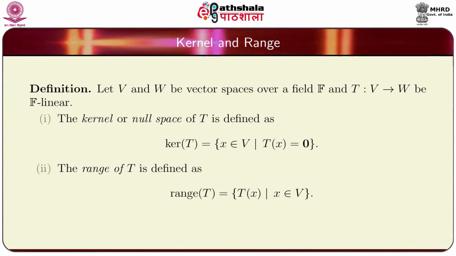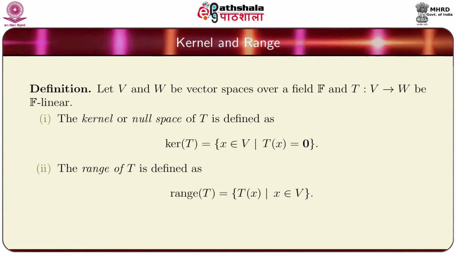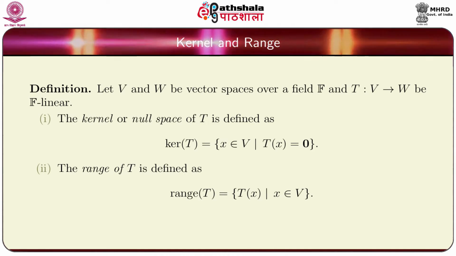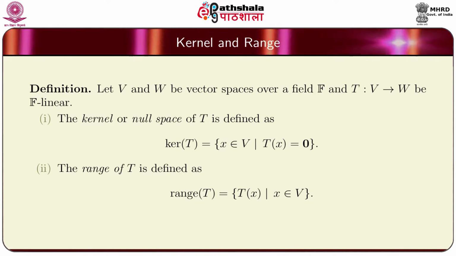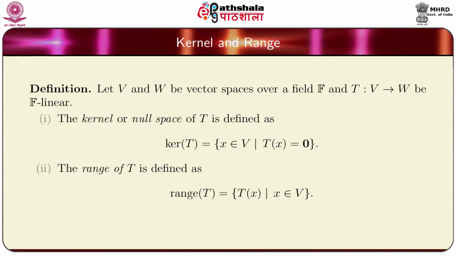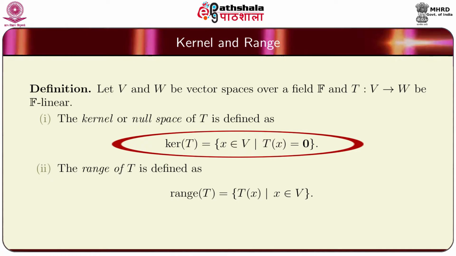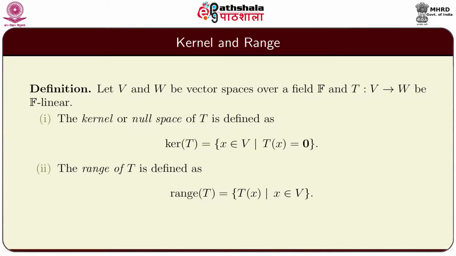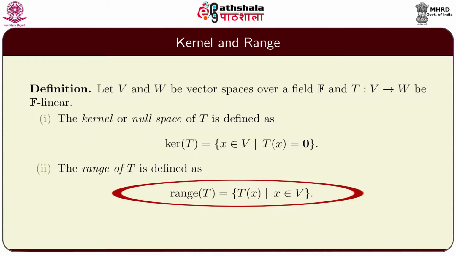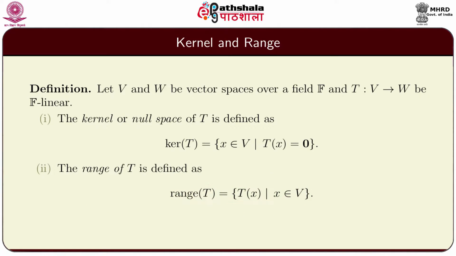They are called the kernel or null space and the range. So, let V and W be vector spaces over a field F and T be a linear operator from V to W. The kernel of T is defined as the set of all those vectors x whose image is the 0 vector under T, and the range of T is the collection of all Tx where x is running in V, which is the image of the map T.